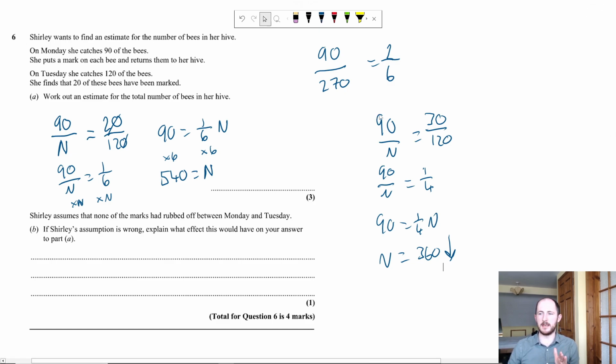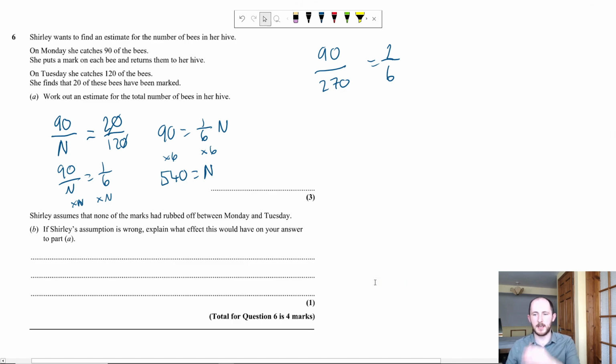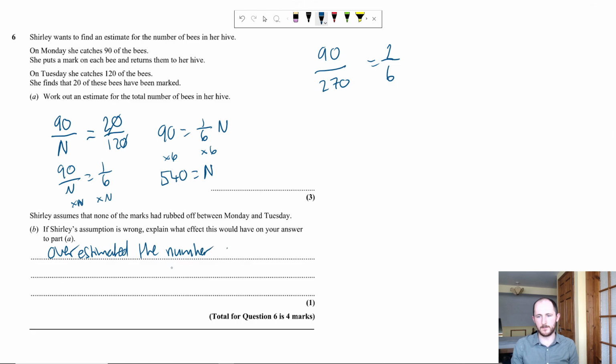Again, you don't need to do any of this for the actual mark. I just wanted to show you so it makes a bit of sense. So what effect would it have? She would have overestimated the number of bees. That's the effect it has.